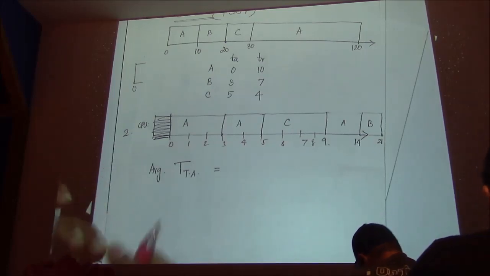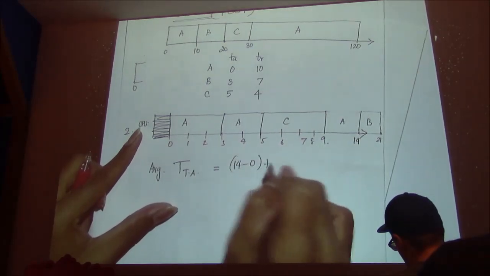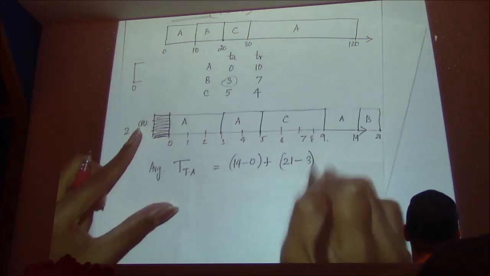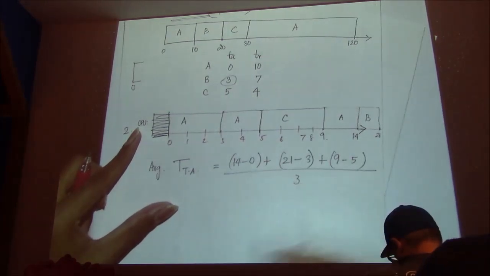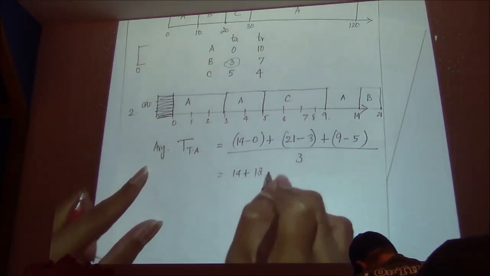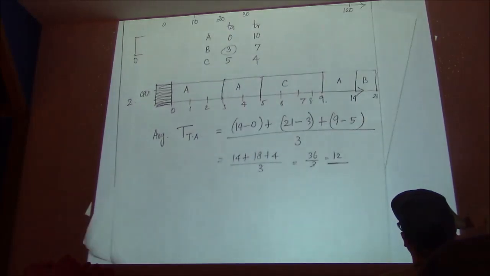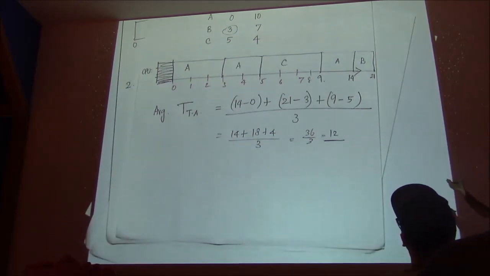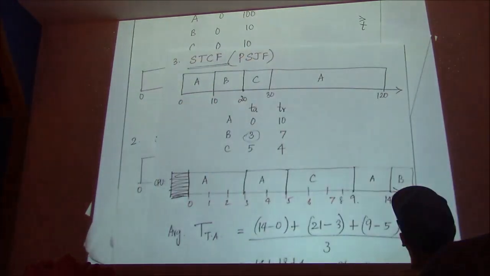Okay. So what was the average turnaround time? For A, it's going to be 14 minus 0. For B, it just got completed at 21, but it arrived in the system at time 3. So 21 minus 3, plus for C, it got completed at 9, but it arrived in the system at 5, so 4. You may calculate it later. This is going to be the turnaround time: maybe 14 plus 18 plus 4 by 3. 12. I'm not sure. If there are any mistakes, just let me know. But according to me, 12 is the average turnaround time for these three jobs under the scheduling policy called shortest time to completion first, or preemptive shortest job first.